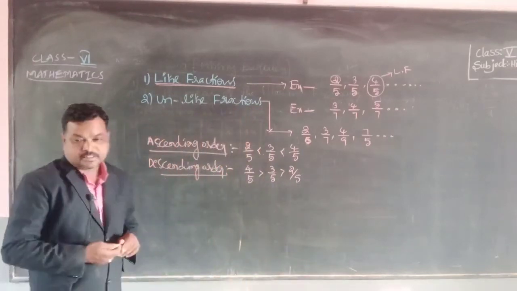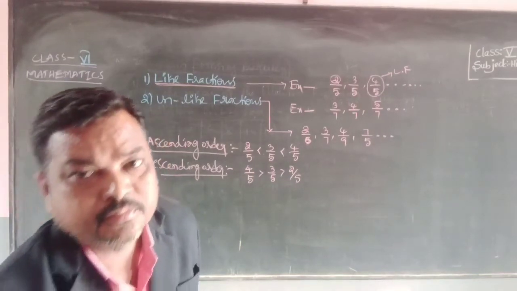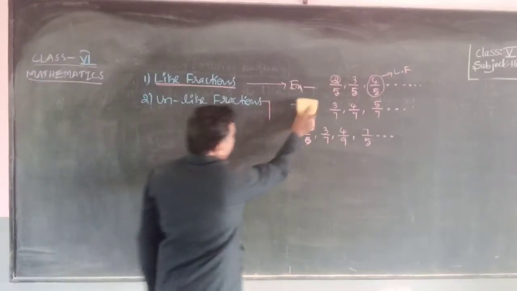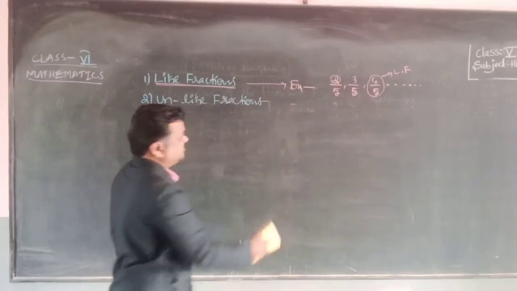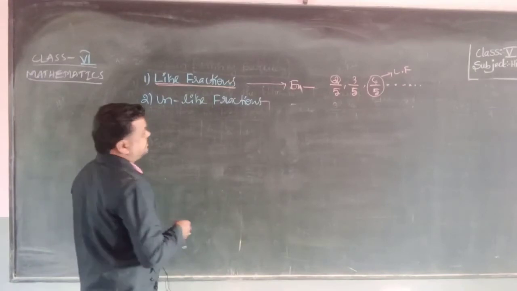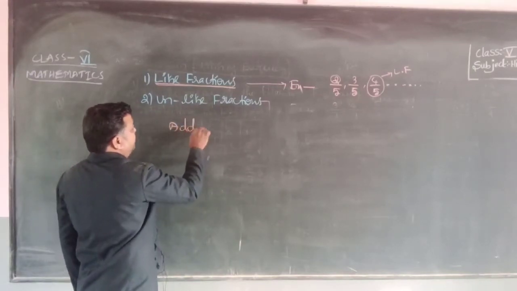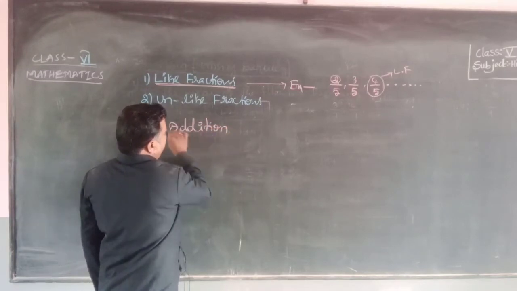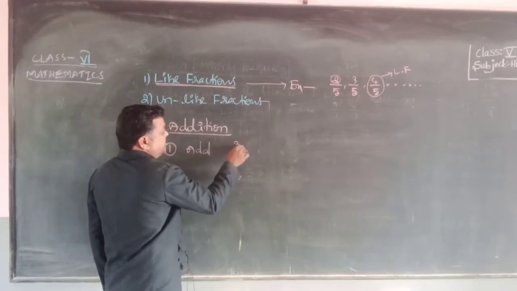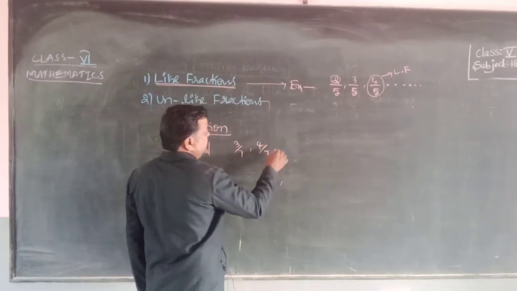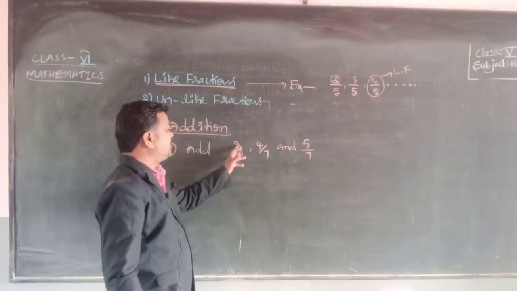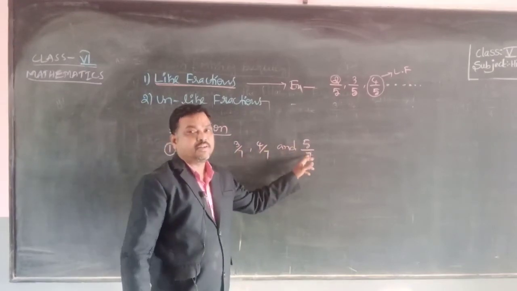The next topic is addition and subtraction of like fractions. See, add 3 by 7, 4 by 7 and 5 by 7.